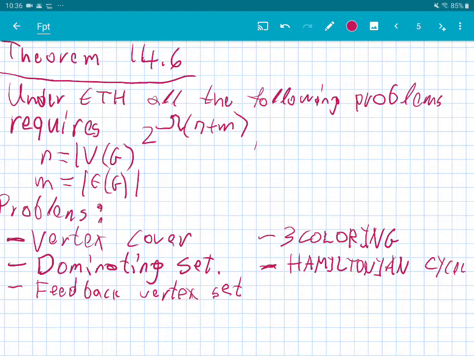Formally, the running time of solving them is at least 2 to some constant times n plus m, where n is the number of vertices in the associated graph, m is the number of edges, and the list of problems is what you expect: vertex cover, dominating set, feedback vertex set, tree coloring, and Hamiltonian cycle, right? You just need to go through the standard NP complete reductions and verify that they're indeed linear, that their output is linear size in the size of the original formula. And you can just plug it in.